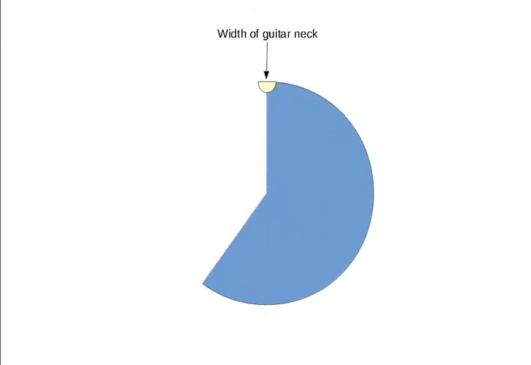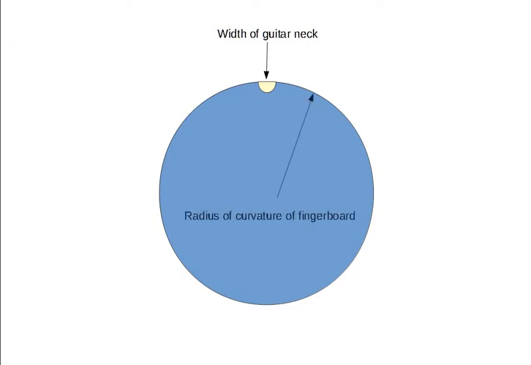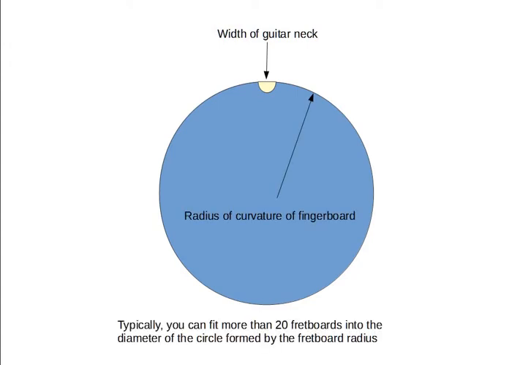To illustrate how big the radius of curvature is compared to the width of the fingerboard, this is a typical guitar neck at the nut. And this is the radius of curvature of the fingerboard. It depends on the guitar, but typically you can fit more than 25 fretboards into the diameter of the circle formed by the fretboard radius. And if you did put lots of fretboards side by side, you'd form a cylinder.